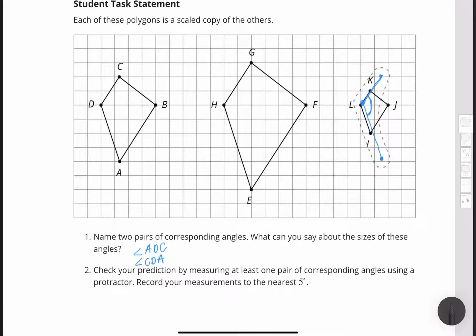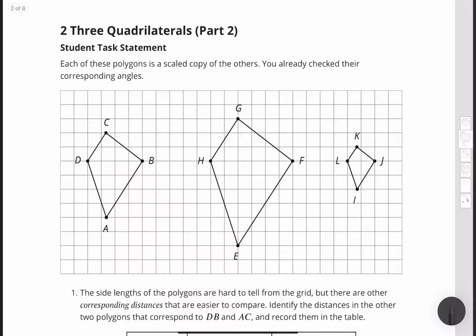Okay. So then for part 2, it wanted us to check the actual angle or find the actual angle measurements. But we don't have a protractor. And I'm not going to force you guys to do that. But anytime that you have a scale copy of a figure and you want to check the angle measurements inside or the degree measurements, it's all going to be the same if it's a correct scale copy of a figure. So now let's move on to part 2 of this activity.